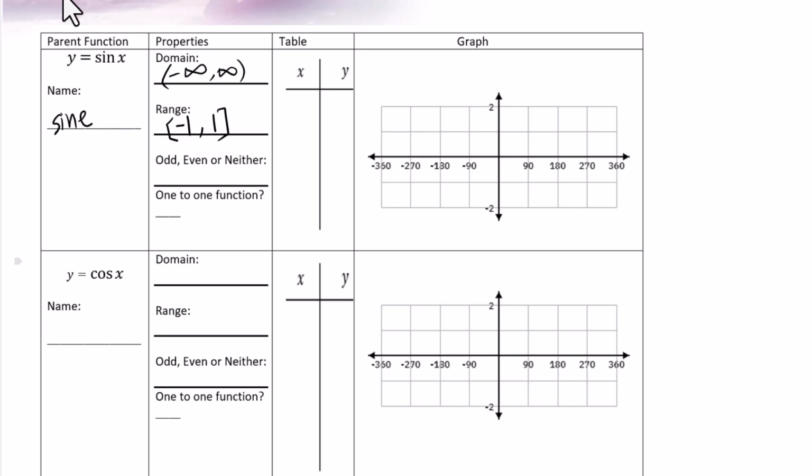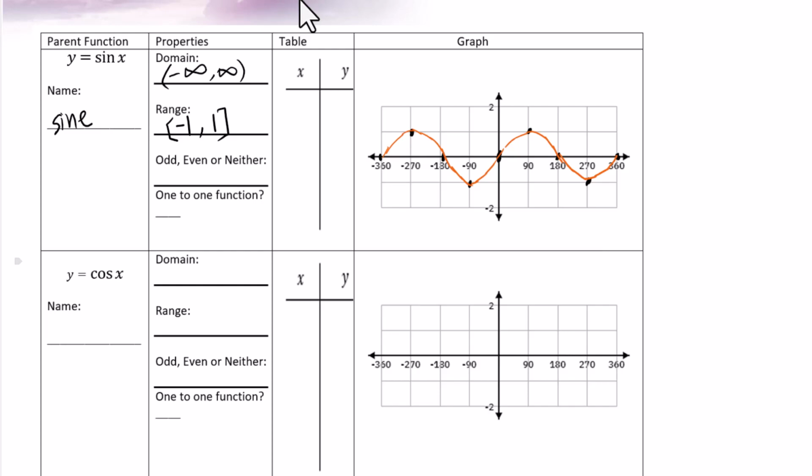Let's plot the points. 0, 0. 90 degrees, 1. 180 degrees, 0. 270 degrees, negative 1. 360, 0. Keep going the same trend. Then connect these points smoothly.